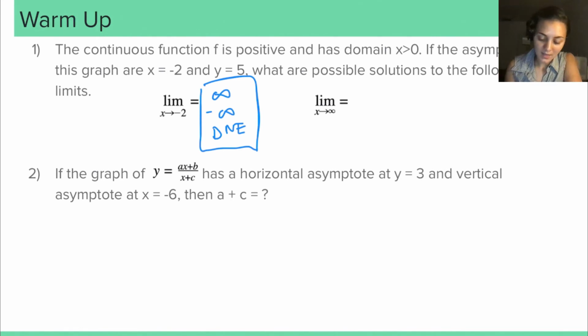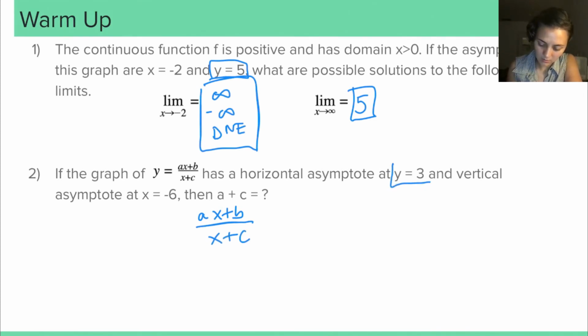And then the limit as x approaches infinity, since we have a horizontal asymptote at y equals 5, as x goes to infinity, it's going to 5 there, since that's our horizontal asymptote. This is the only answer you could put for that one. Number 2. So I need to fill in this.